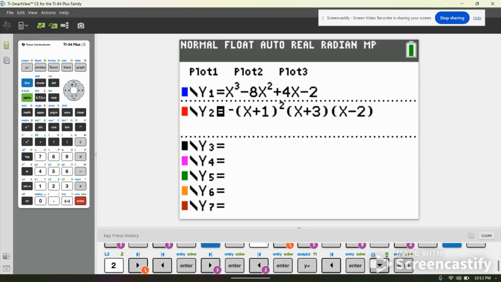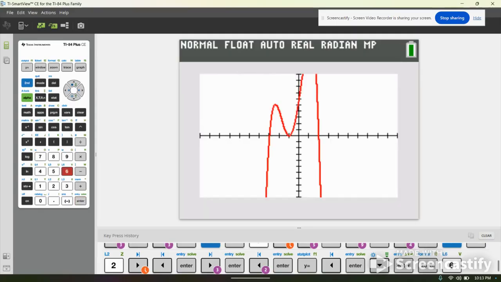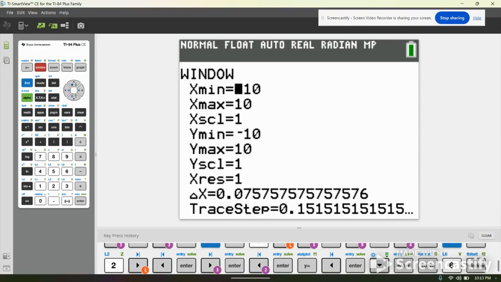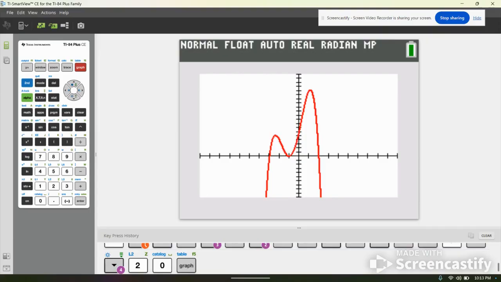I'm going to go to my zoom feature and do zoom standard and see what my graph looks like. Looks like I can see most of it. I don't see the top of that, so I am going to have to change my y max a little bit. I'm going to go to a y max of 20 and see if that allows me to see the rest of my graph, which it does.